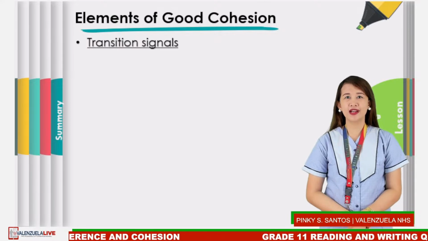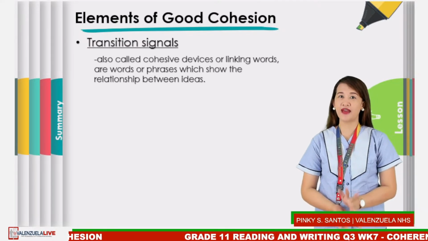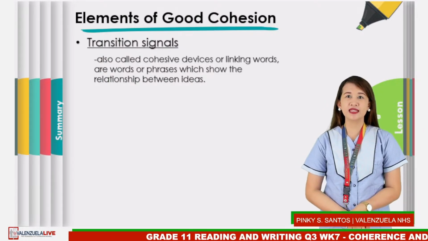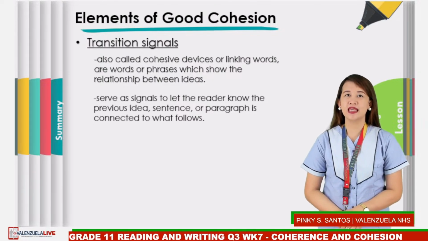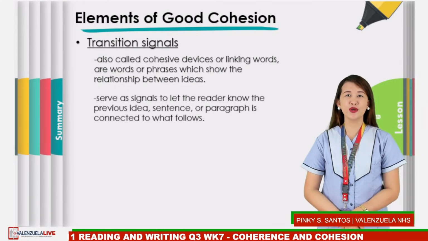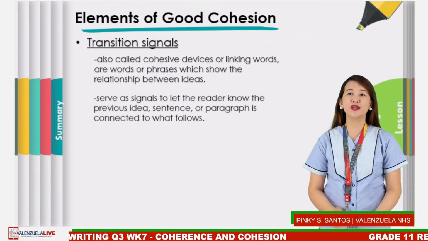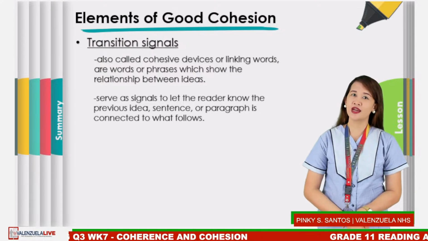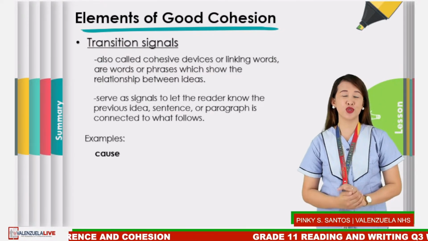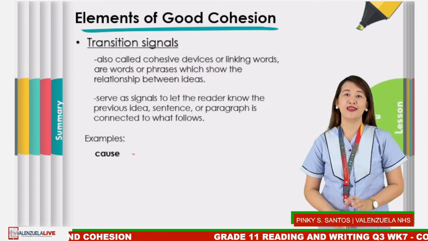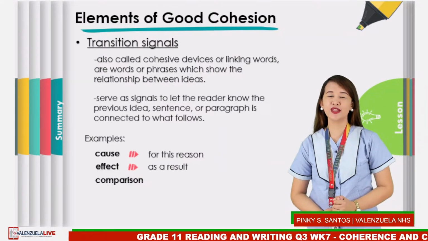Now, what are transition signals or devices? They are also called cohesive devices or linking words. These are words or phrases which show the relationship between ideas. They serve as signals to let the reader know that the previous idea in a sentence or in a paragraph is connected to what follows. There are many examples of transition signals. They are used to show causes, effects, comparison and contrast, and even sequence.